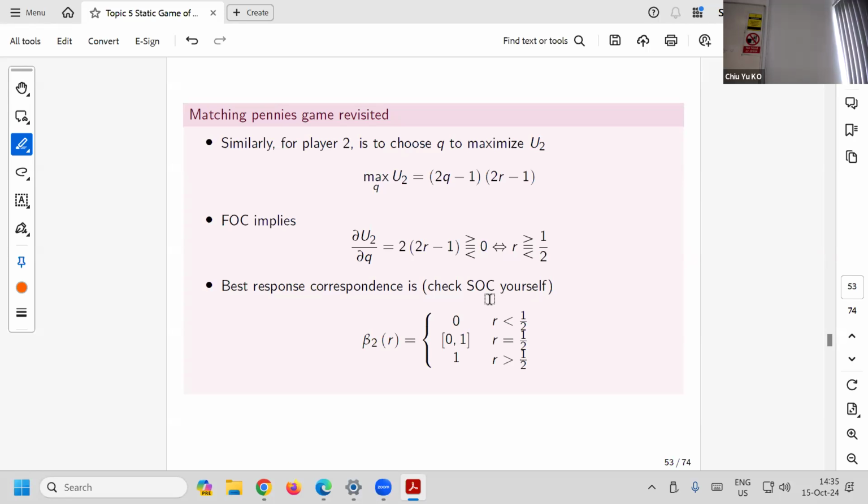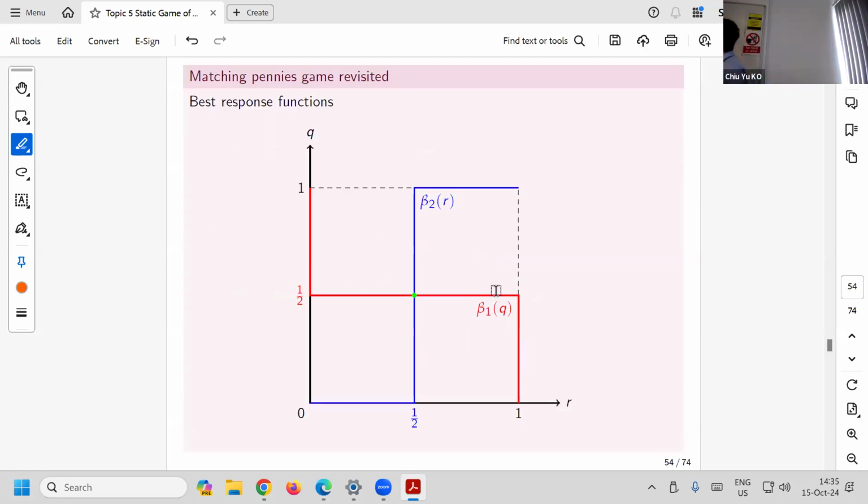So it means this is the blue one, right? Less than 1/2, you do 0. More than 1/2, you do 1. Otherwise, it's the vertical. So you can see in this case, only the green one is the Nash equilibrium. Okay, and this is the formal way to solve this problem.